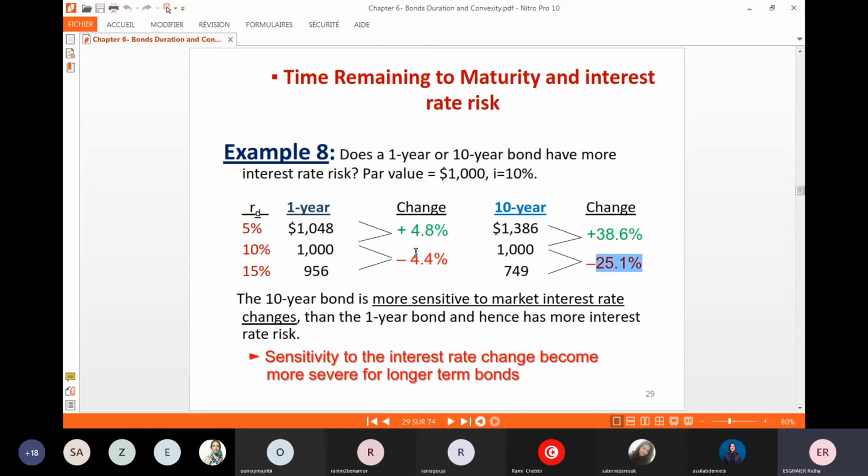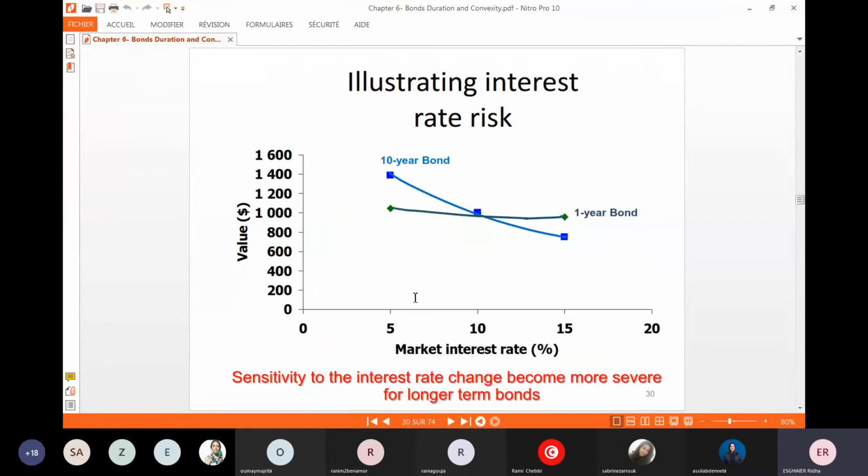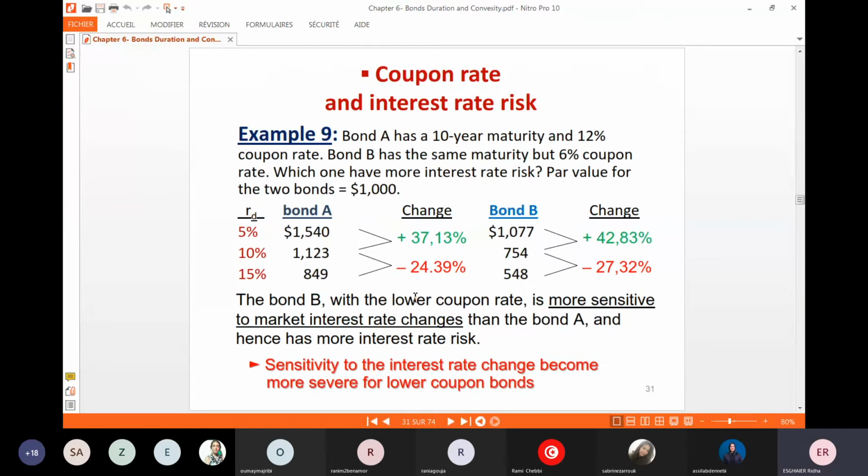What other parameter do we see, and its impact on the market interest rate? Let's take two bonds that have the same maturity, same par value, but the first one, bond A, has a 12% coupon rate, a high coupon rate. The second bond has a low coupon rate, 6% only. The required rate of return on the two bonds is 10%.